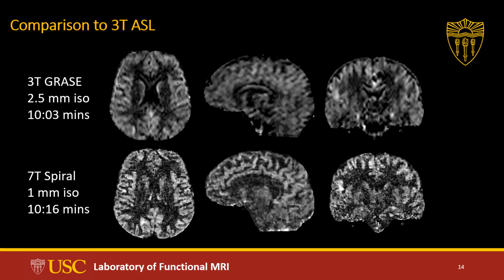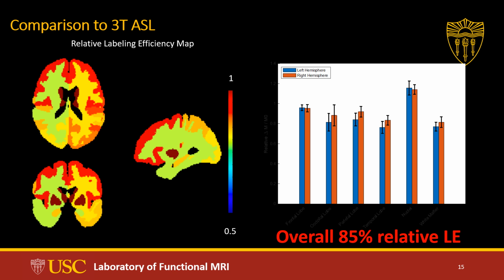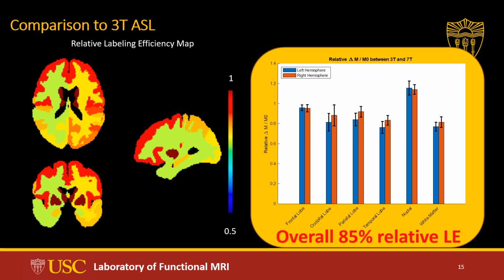We also compared the 7T 1 mm ASL with 3T GRASE at 2.5 mm resolution with the same scan time. The improvement on spatial resolution can be easily appreciated. The labeling efficiency we achieved at 7T is 85% overall relative to that of 3T.